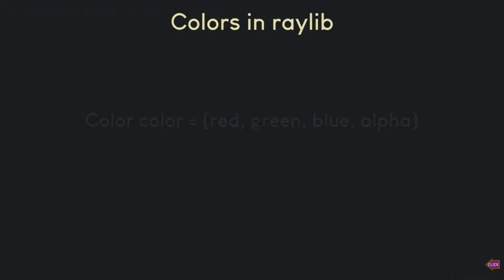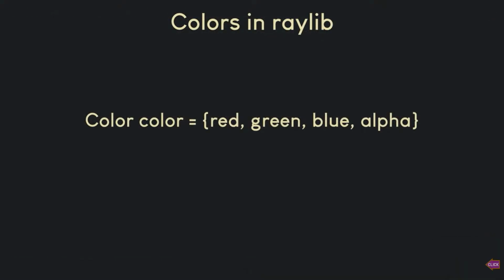In Raylib, colors are represented using a struct called Color, which contains 4 unsigned byte components: red, green, blue, and alpha. The values for each component range from 0 to 255, where 0 represents the absence of the color and 255 represents the full intensity of the color.